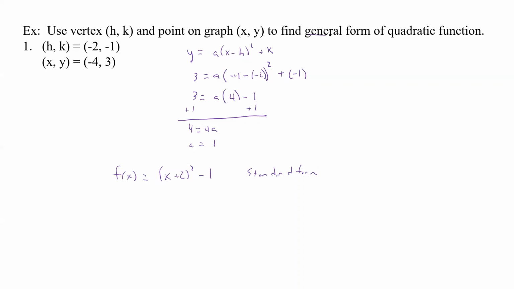And they want the general form, so we have to square this. So that's going to be x squared plus 4x plus 4 minus 1. And that's going to give us x squared plus 4x plus 3. That's f of x. And so that's going to be our general form.